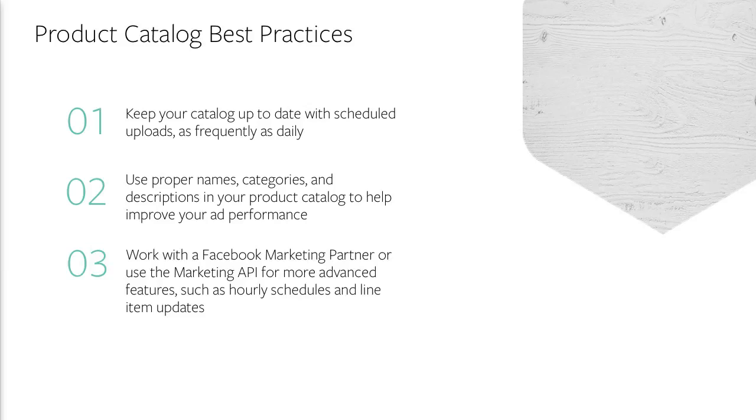The third best practice is to make sure that you work with a Facebook marketing partner or use the marketing API if you need more advanced features than can be found in the Facebook Business Manager. Using the Facebook Marketing API or through a Facebook marketing partner, you can do advanced things such as set minute or hourly scheduling, and you can even do line item updates so that items can be updated in real time as they go in and out of stock or prices change.